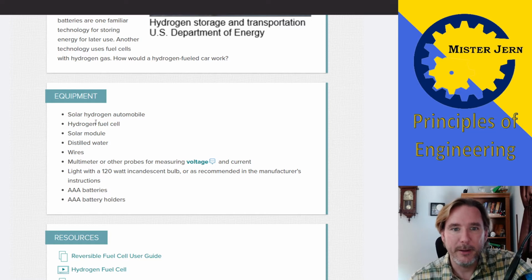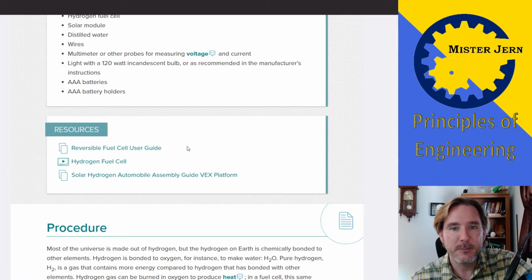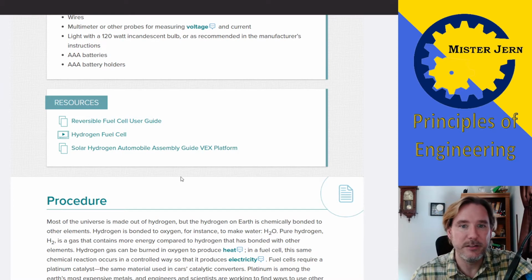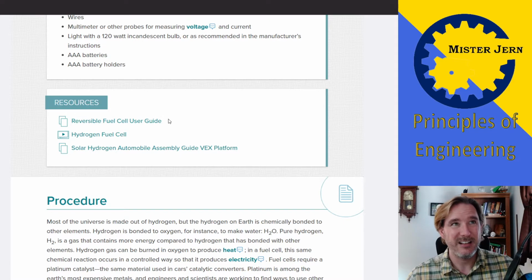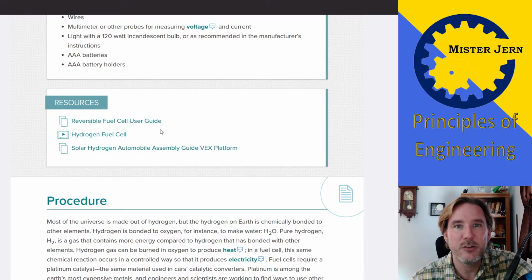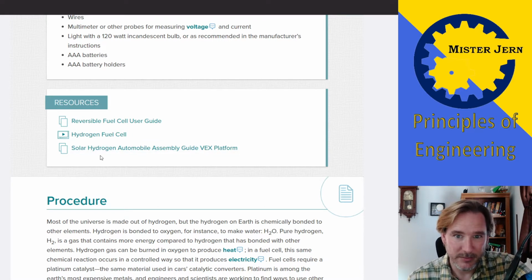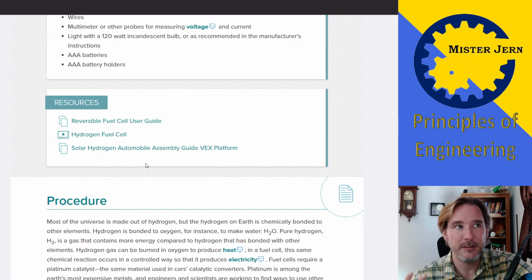So we're going to compare the hydrogen fuel cell to a solar panel and also compare it to some AAA batteries. So this would be the equipment list here. This is something you might want to refresh yourself on, the reversible fuel cell user guide. Again, it's not going to be super useful at this time while we're away, but it's there for you. A little bit of a video about hydrogen fuel cells. And once again, they're not going to be super useful since we haven't really used the VEX system yet, but this is how you would actually build the car. It's almost like assembling something that's already pre-made, or pre-designed for you. So you'd just be assembling, and this is how you would do it.